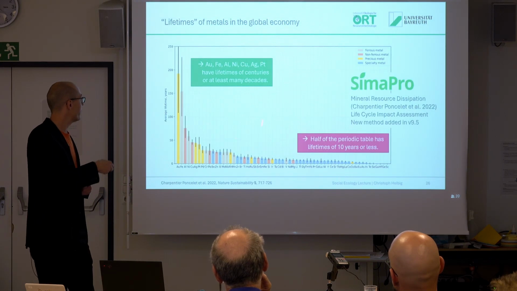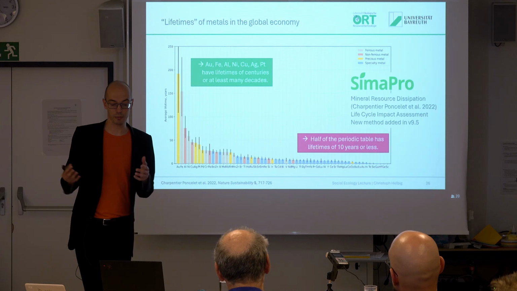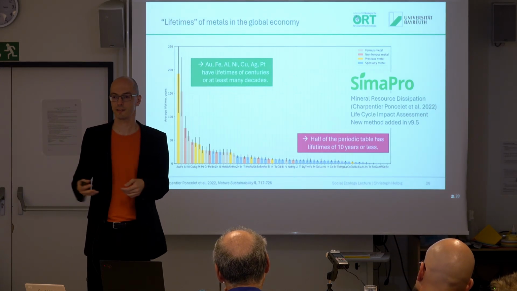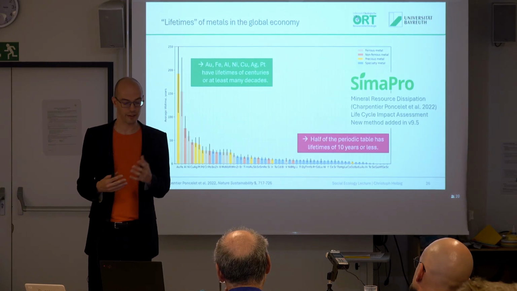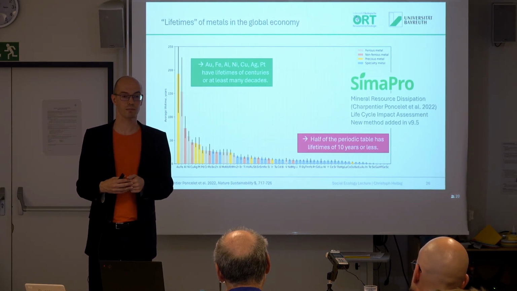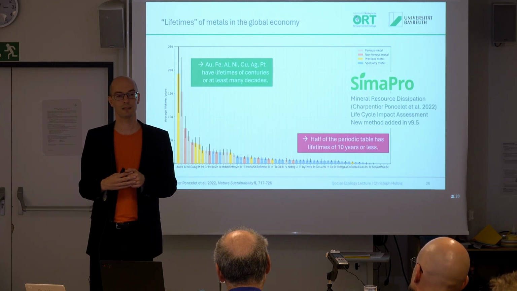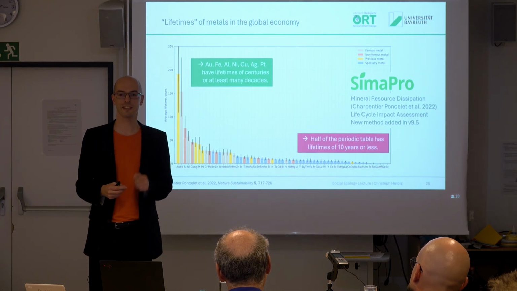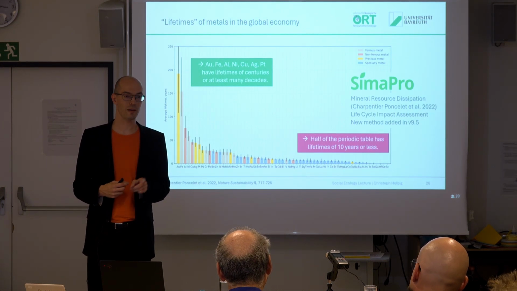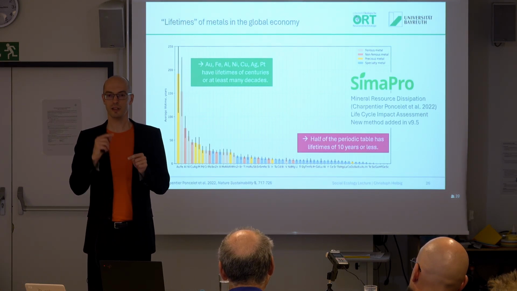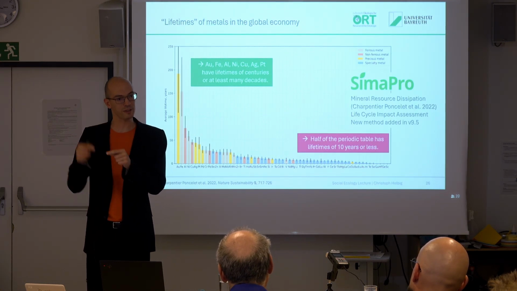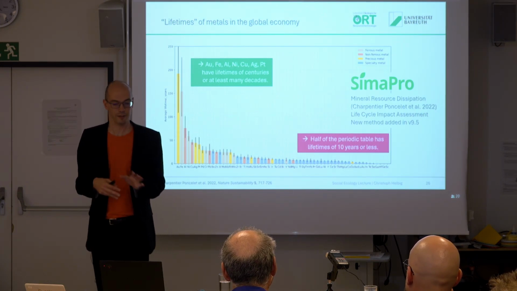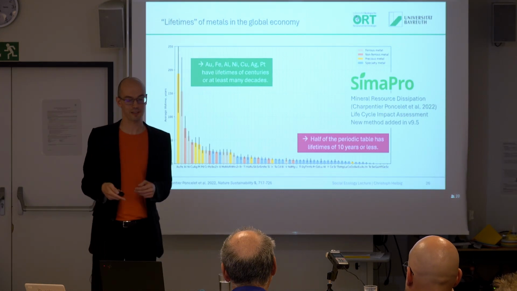So if we calculate that, yes, gold, iron, aluminum, nickel, copper, silver, platinum, they're fine. Fine-ish. Of course, they can still be better, but basically they're at maybe a few decades, 1 or 2 centuries, as a statistical average. For half of the metals that we looked at, it was 10 years or less. So that would mean that we would have to mine the same amount of materials every 10 years again as a statistical average, which of course is not what we would like to have. It's very far away from being cycled.